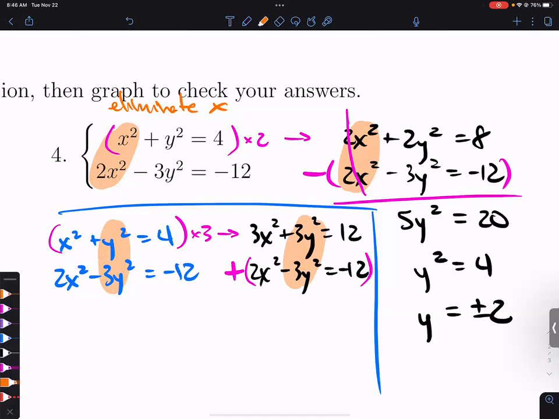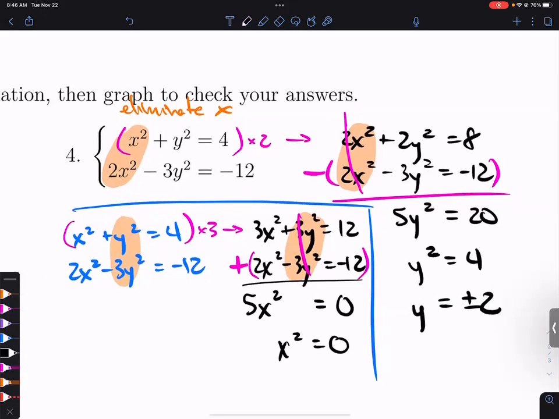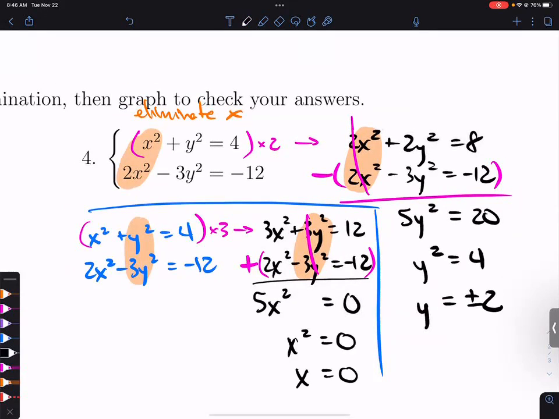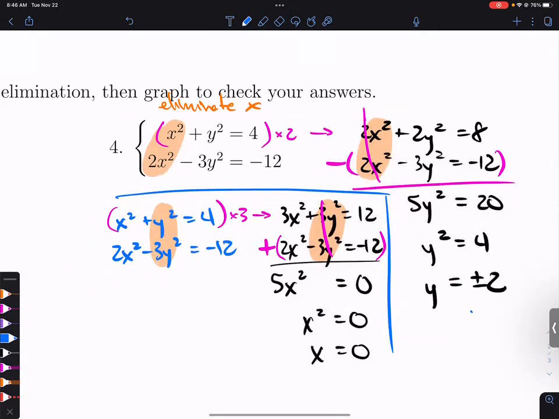Again, if I'm getting rid of y squared, I'm going to add. So that's 5x squared. The y squared terms cancel. And then 12 plus negative 12 is 0. So x squared is 0, which only happens when x is 0. Now again, either way, you're not done, right? You have more work to do. I'm not saying do both. I'm saying, here's what that will look like either way.